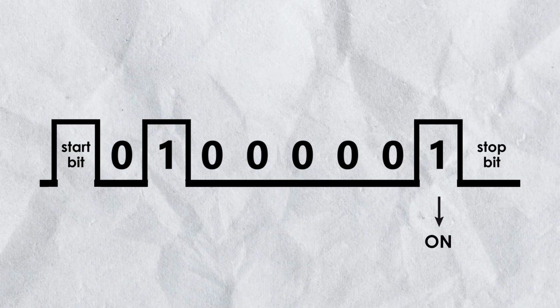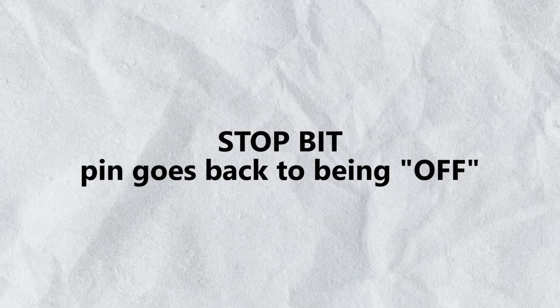Finally, after we've sent our 8 data bits, we wrap things up with what's called the stop bit. This is another little signal to say, okay, we're done here. It's typically represented by a low signal, so the pin goes back to being off. Without further ado, let's create the code.